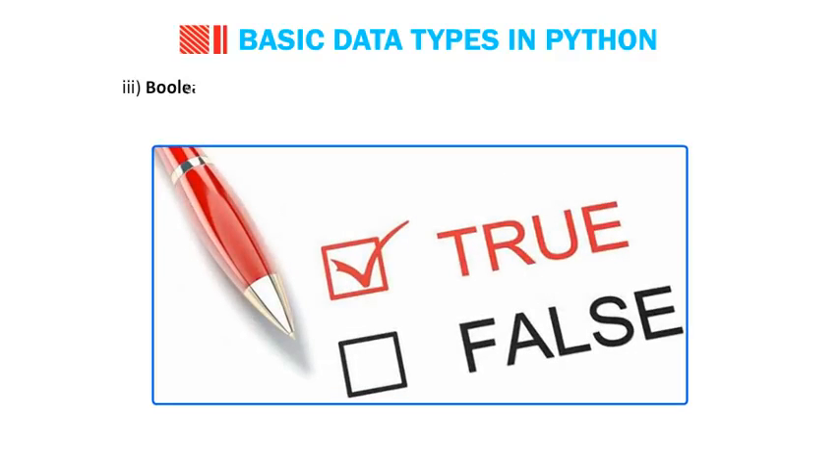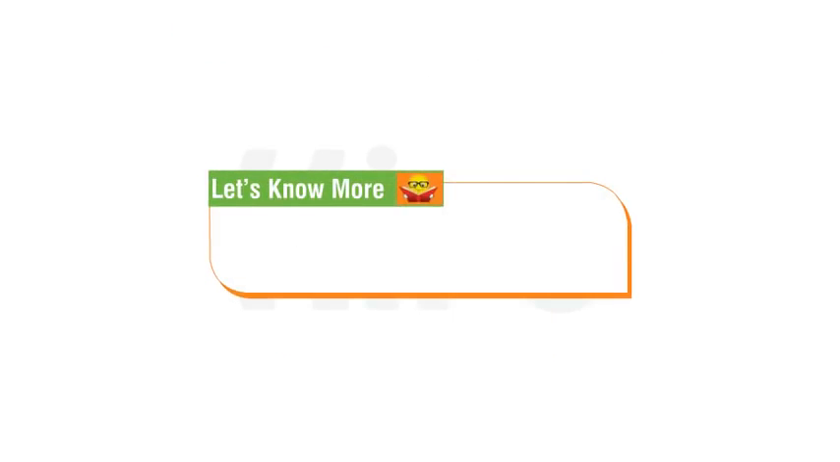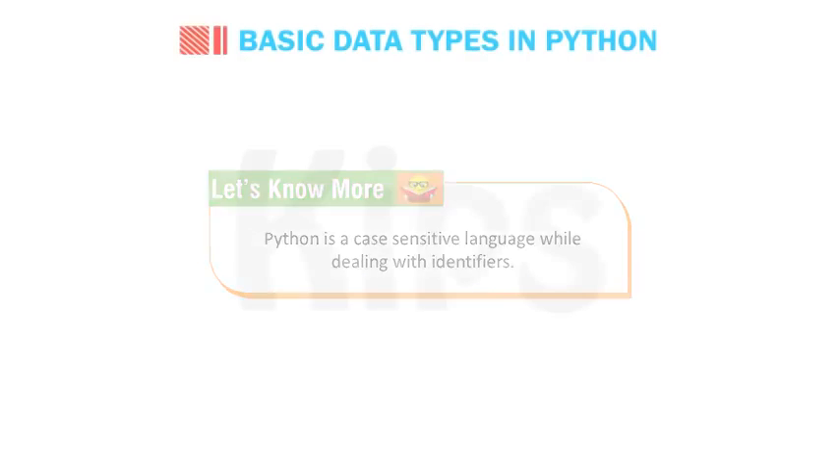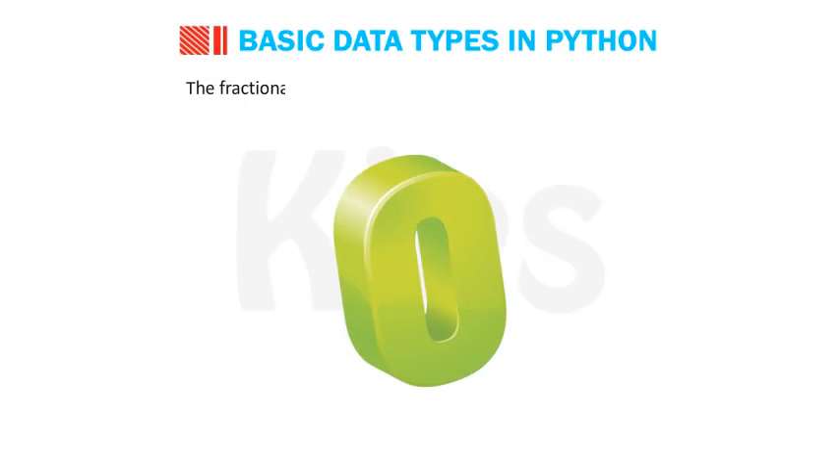Number 3, booleans. Bool. It represents logical values in the form of True and False. In Boolean, 0 represents False and 1 represents True. Students, let's know more. Python is a case-sensitive language while dealing with identifiers. B. Float. It represents floating point values, numbers with a fractional part. The fractional part of a floating point number may be 0 also.